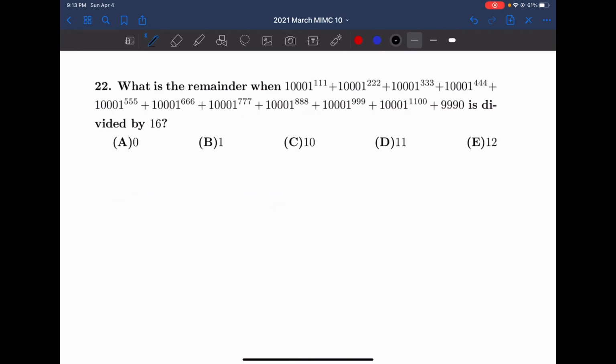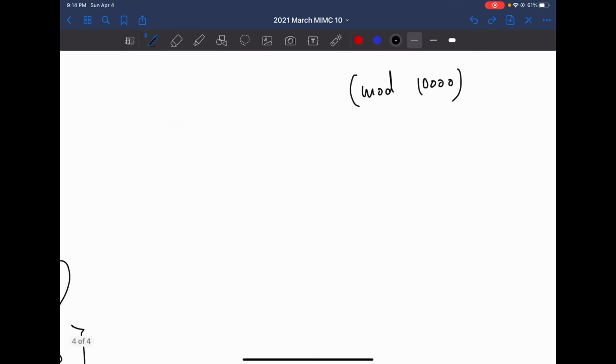In number 22, it asks what this expression divided by 16 would be. So this expression divided by 16, as we can see, each of the terms is 10,000 plus 1 to some power. And for divisibility by 16, we just need to know the last 4 digits of it. So let's take mod 10,000. And clearly we need to use the binomial theorem here as well, because the base is just a whole number, and it's actually the number that we want to mod for. That would be very useful.